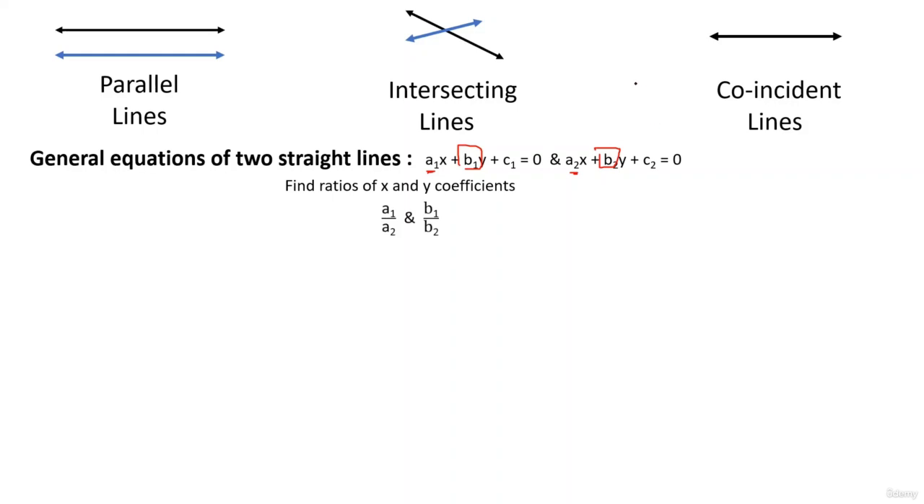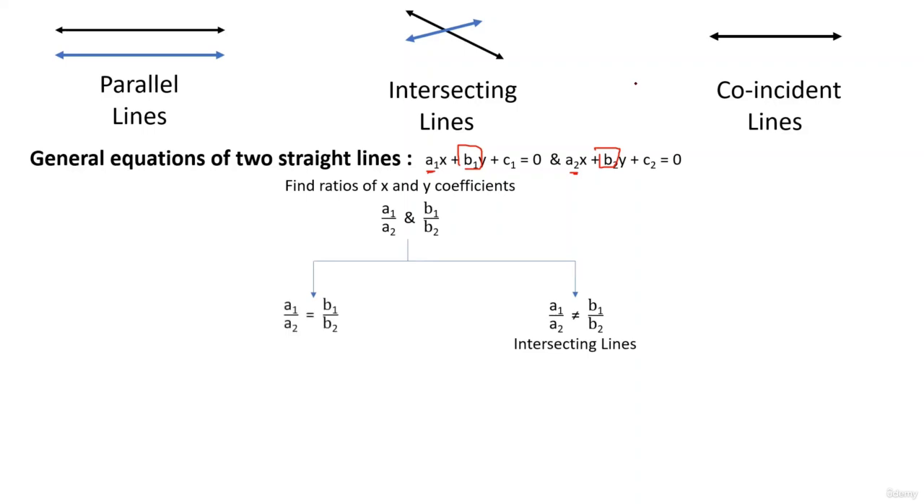Now there are two possibilities. First is they are not equal. If they are not equal, then we have the condition of intersecting lines. We will solve them and we'll find the answer for x and y. That is the solution set, or the point of intersection if we talk about graphically.